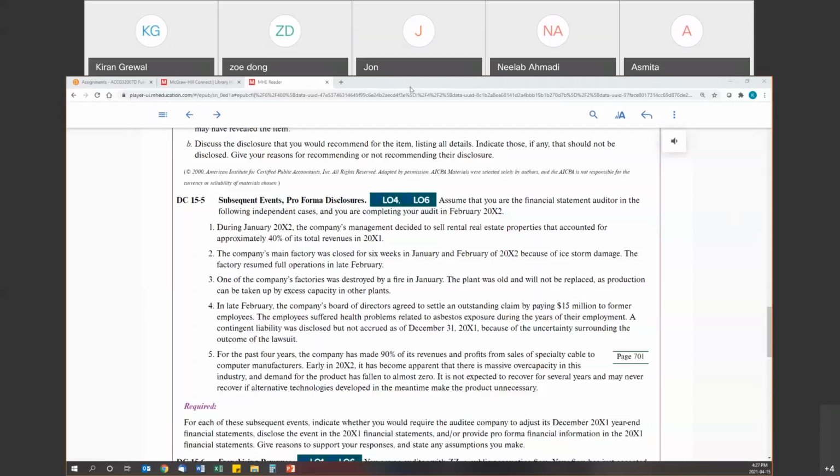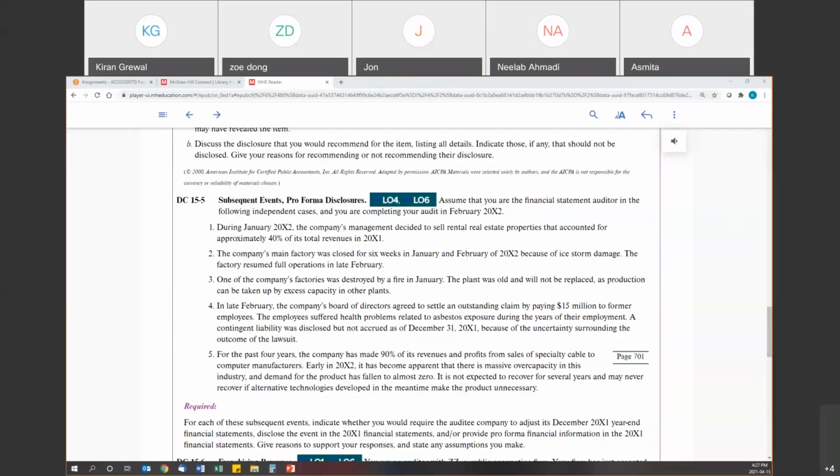The statements we're auditing, is it for February or the year before? The year end is December 31st, 2021, and you're now doing the audit. So now it's February 2022, a couple months after year end, and you're doing the audit. So these events happen after year end, but before the financial statements are finalized.